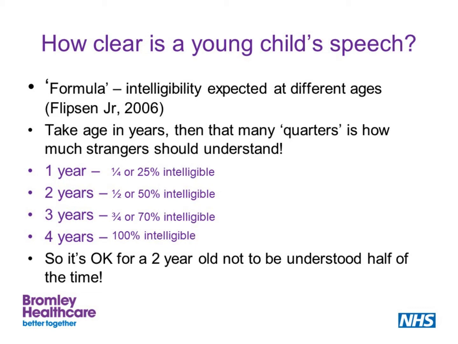Just to reiterate that these are norms for strangers to understand children. Parents are able to understand children better as they spend the most time with them and are also attuned to their specific speech patterns. At age 1, parents will also understand their children 25% of the time, but at age 2, they will understand them 50 to 75% of the time, and at age 3, they'll understand their children 75 to 100% of the time.